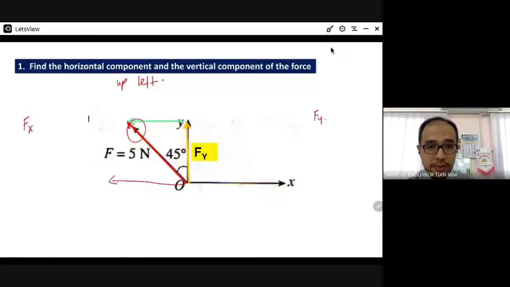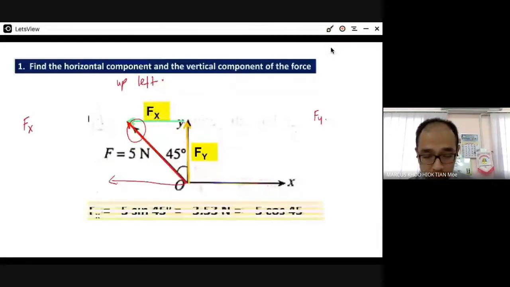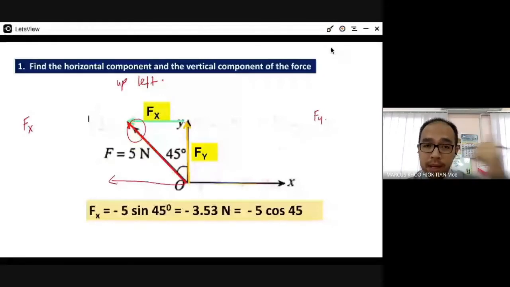So this is how we will count the Fx. Let me show you. We still use the same rule, except that we have to change the direction of the F towards the negative, because it goes to the left. That's why you will get negative 5 sine 45. Why do we use sine?